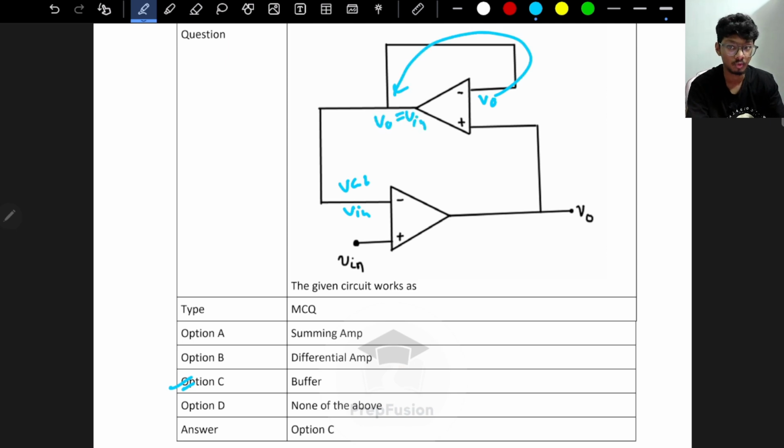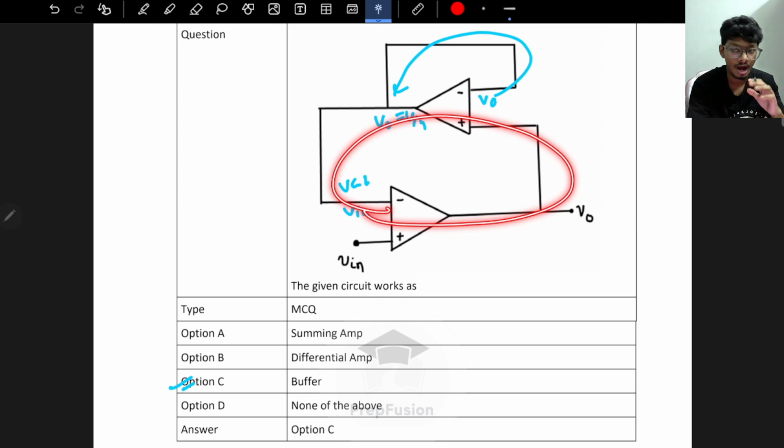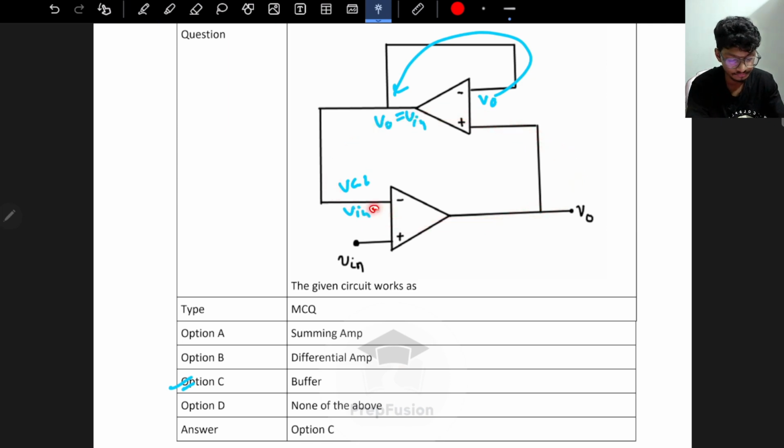But how you are applying VGC, you understand, right? Because negative feedback is present. Can you confirm negative feedback is present? Yes. How? If I go around this loop, how much total angle am I getting? If I start from here, this negative sign will provide minus 180, then this positive sign will provide no phase shift, and here I will come back to the same phase.